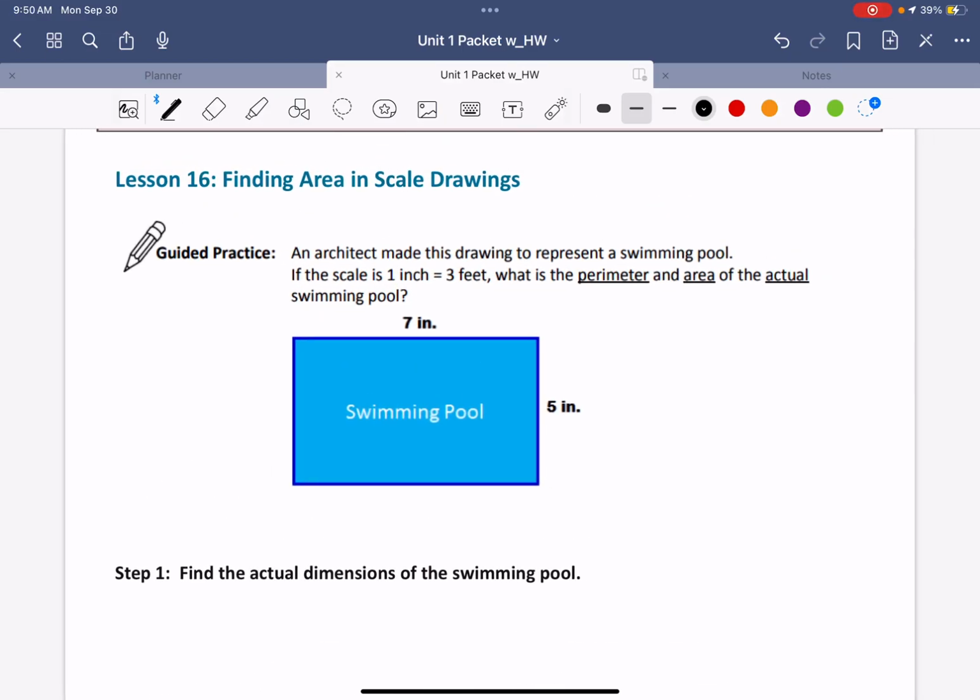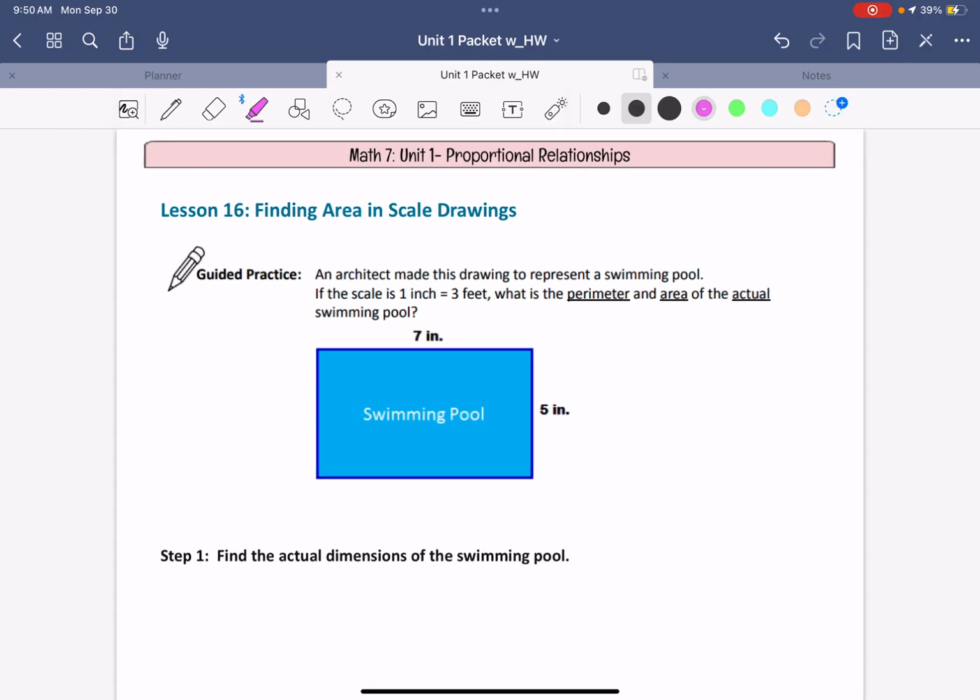We are on lesson 16, which is on finding area in scale drawings. So we're going to do more of what we did yesterday with finding dimensions, but then after we find the dimensions, we're going to use those in another context. The first one says, an architect made this drawing to represent a swimming pool. If the scale is 1 inch equals 3 feet, what is the perimeter and area of the actual swimming pool?